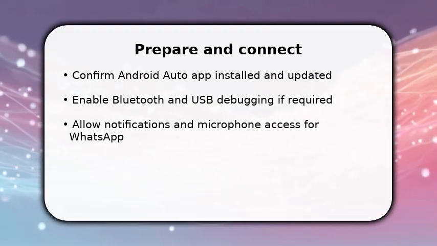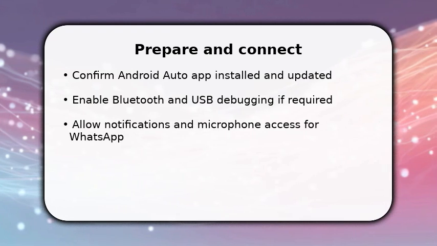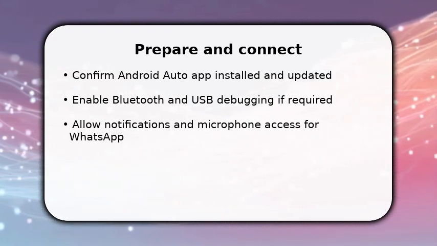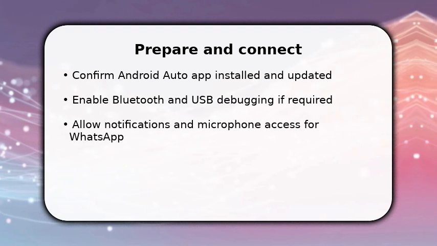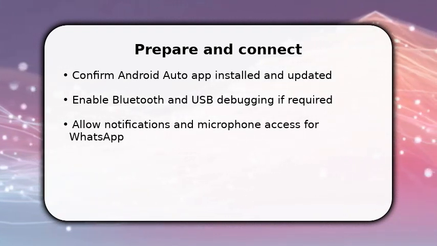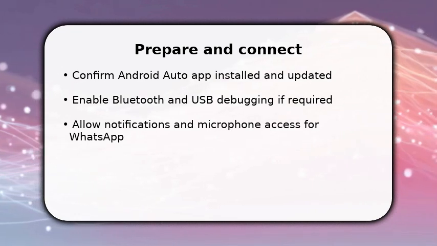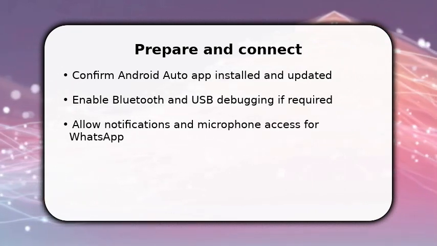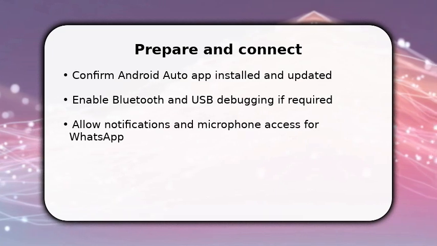You start by preparing the phone and car head unit. Plug the phone into USB or connect via Bluetooth if your car supports wireless Android Auto. Unlock the phone and choose Android Auto on the car screen. Make sure WhatsApp notifications are allowed and microphone permission is granted so voice messages work.